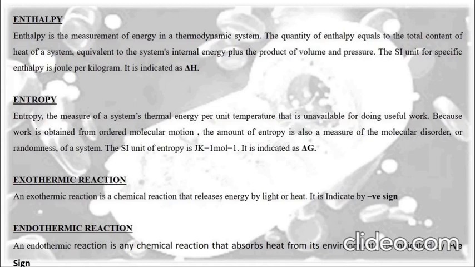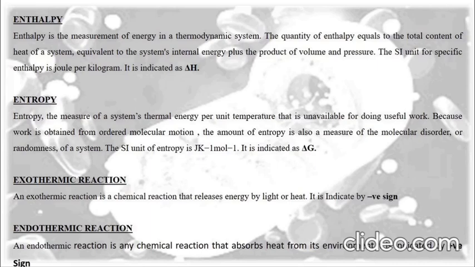Entropy. Entropy is a measurement of a system's thermal energy per unit temperature that is unavailable for doing useful work. Because work is obtained from ordered molecular motion, the amount of entropy is also a measure of molecular disorderliness or randomness of a system. The SI unit of entropy is joules per mole or joules per kilogram. It is indicated as delta G.